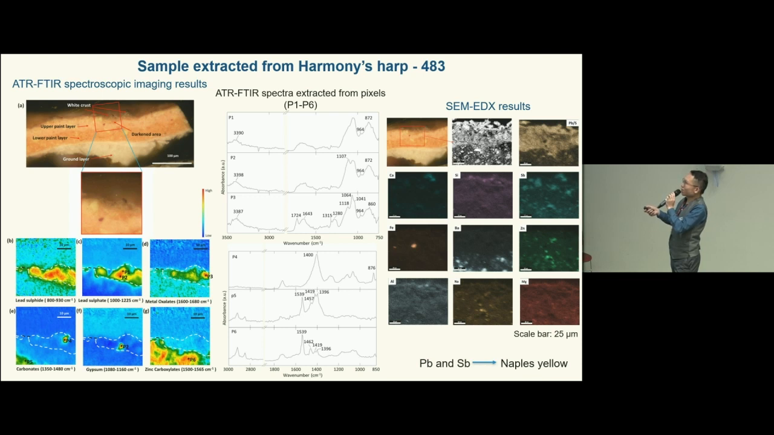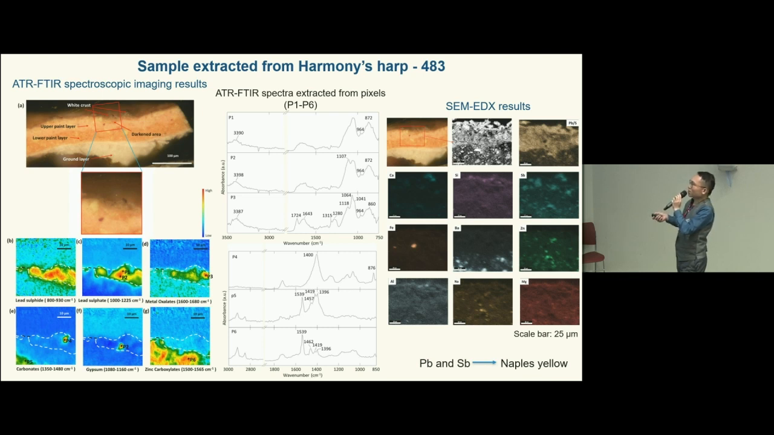And you can see, sorry for the not very clear microscopic images, but in this microscopic image, you can see that there's a darkened area and some grayish or white crust here. And from the chemical imaging results, we detected a variety of components in this area. Firstly, we detected lead sulfide and lead sulfate, which may contribute to the grayish and darkened area. And we also detected metal oxalates, alongside calcium carbonates and gypsum in this region.